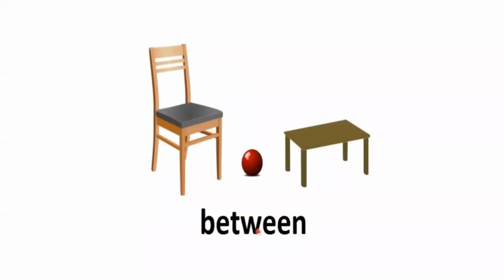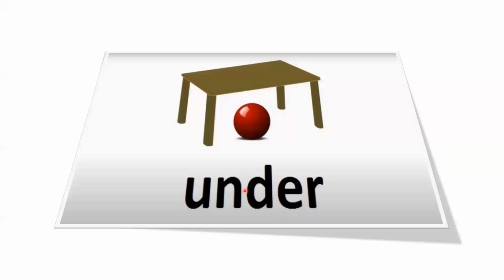Next, see, chair, table, and this is the ball. What is the position of the ball? The ball is in between the table and chair. So we will use the preposition between for ball.